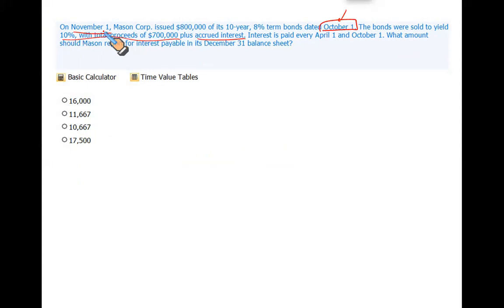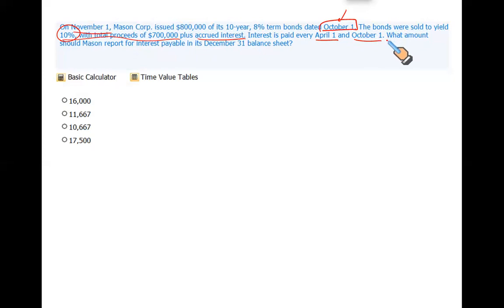Now listen, you issued a bond with a face value of $800,000. It's a 10-year bond and the 8% is the coupon. This bond is dated October 1st, which means the interest calculation will start from October 1st, even though the bonds were issued on November 1st. The bonds were sold to yield 10%. This is the effective rate you will use for discounting. A total proceed of $700,000 was received plus accrued interest. Interest is paid every year on April 1st and October 1st.